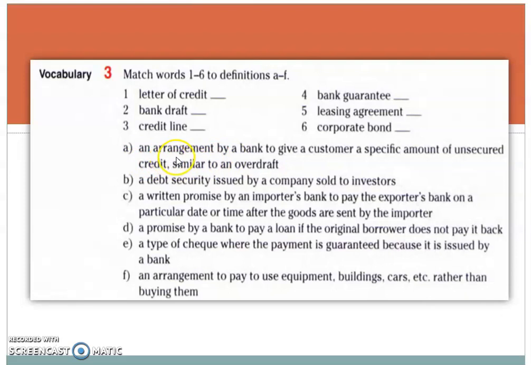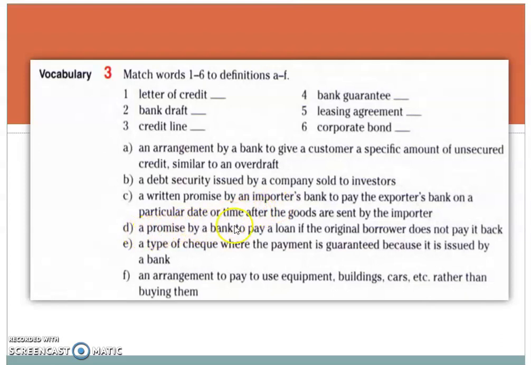So A, an arrangement by a bank to give a customer a specific amount of unsecured credit similar to an overdraft. B, a debt security issued by a company sold to investors. C, a written promise by an importer's bank to pay the exporter's bank on a particular date or time after the goods are sent by the importer. I explained this already. Very easy.